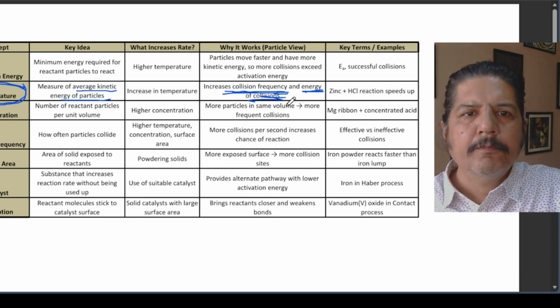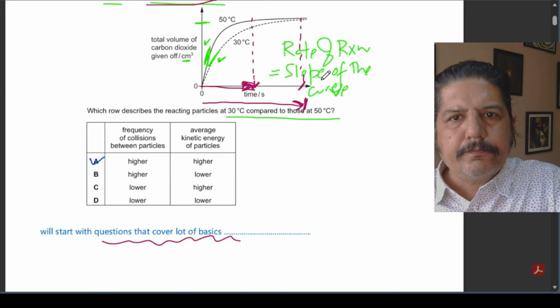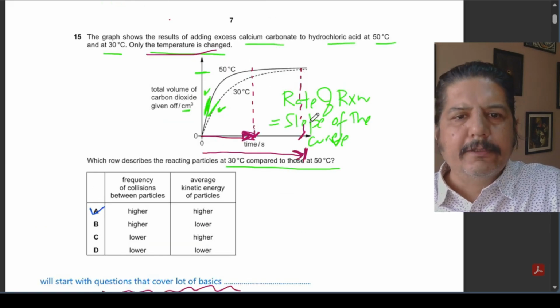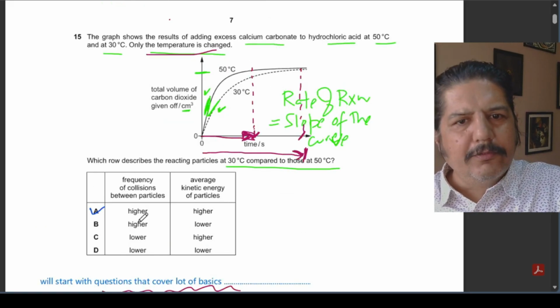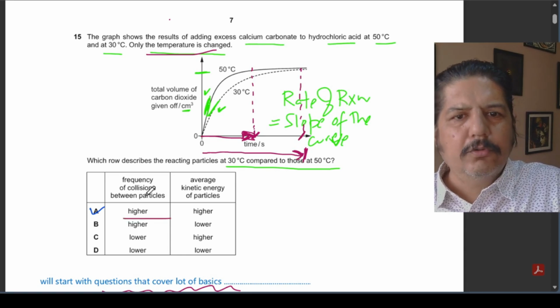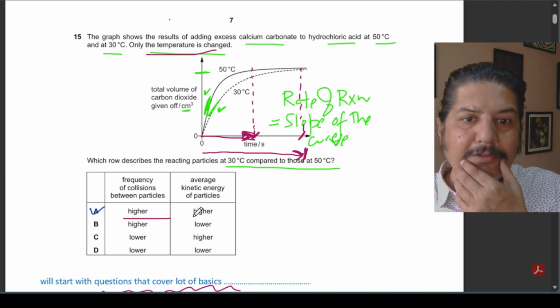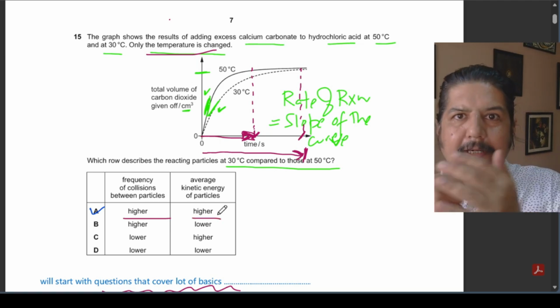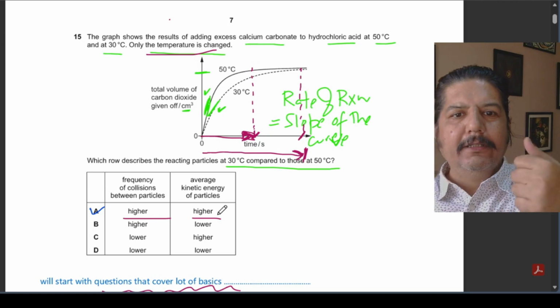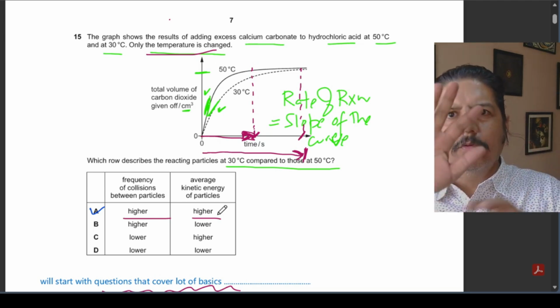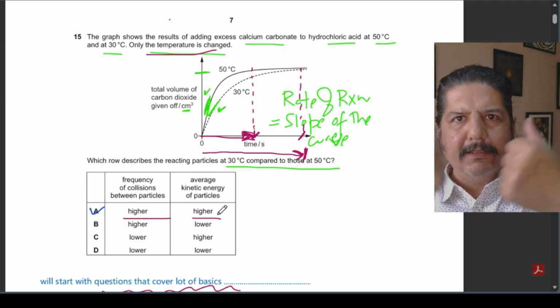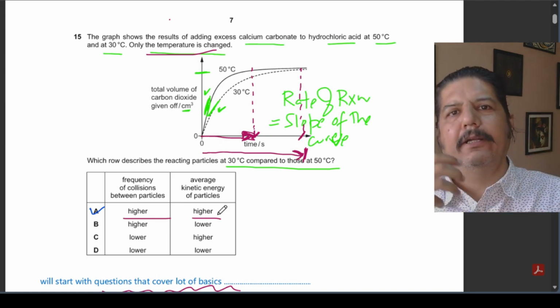Hope this is making sense. So this is what an increase in temperature does. To answer the question, the frequency of collisions between particles is also higher, and the average kinetic energy of particles is also higher. When two particles collide, the frequency of collisions is more, and the energy at which they collide is also more.